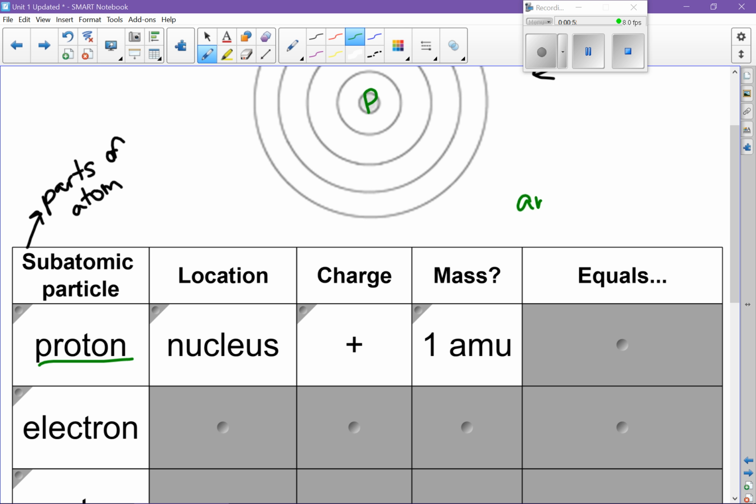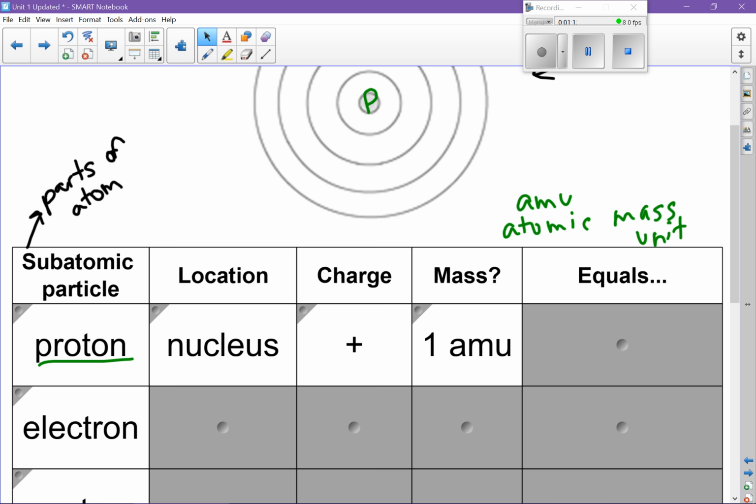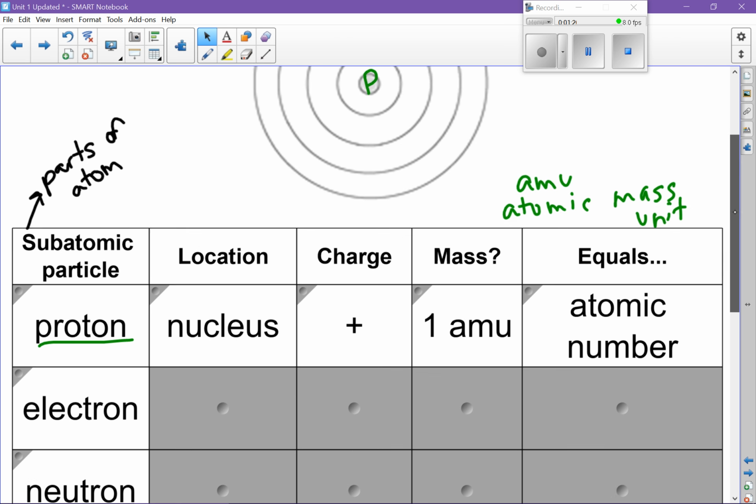Now, AMU stands for atomic mass unit. Basically, because atoms are so small, they couldn't use grams or anything, so they made up this imaginary AMU unit to measure the size of these different subatomic particles. Okay? You'll know the number of protons based on the atomic number of an element, and in a little bit I'll show you where that is on the periodic table.